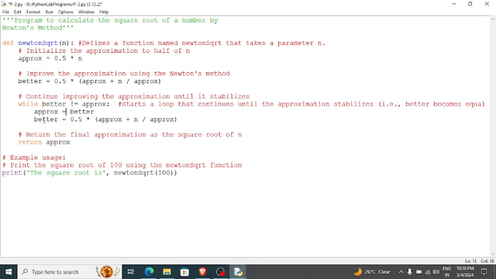Then you again define this formula, beta is equal to 0.5 into approx plus n divided by approx. Once your beta and approximate values are equal, you return the approximate value. That is your square root. Then you give a print function stating the square root is, and call this function with the number for which you have to find the square root. So this is the basic program that we will be running.